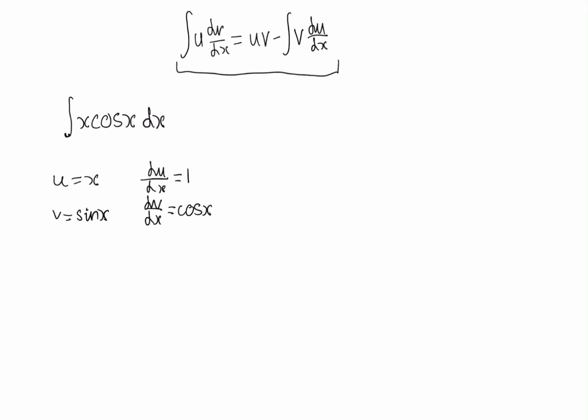So now we can put this in our formula. So uv, x times sin x, minus the integral of du by dx multiplied by v, so we get 1 times sin x dx. Now we're just going to get this equal to x sin x minus the integral of sin x, which is minus cos x. So we're going to get plus cos x, as the two minuses will combine to make a plus. And then we have plus c.